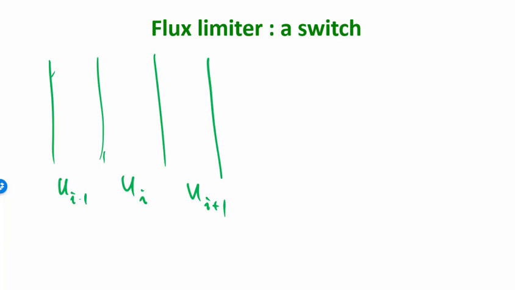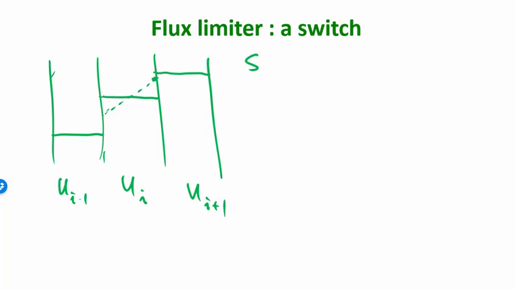So basically, what I want to do is reconstruct the slope in this cell. I want to get a slope in this cell so that the maximum of that slope is not going to exceed the value here, and the minimum of the slope is not going to dip below the value on the left. Okay, so how do I reconstruct the slope?